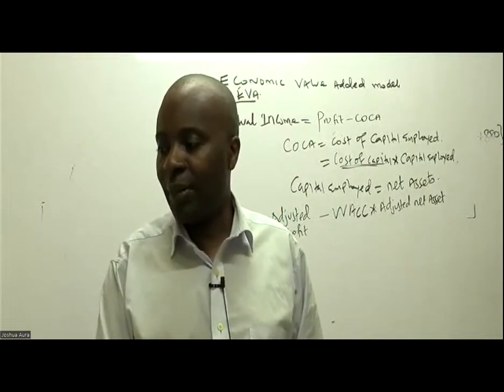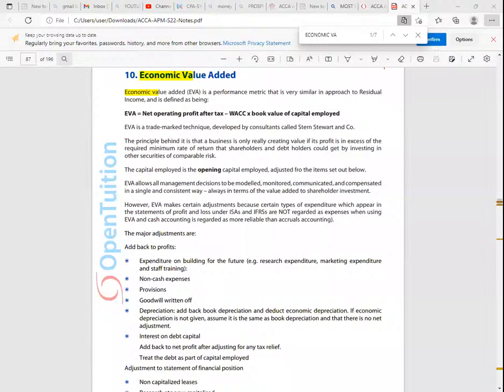And I would want to project something here so you can go now through these notes having discussed them. So you're saying that the economic value added model is a performance metric that is very similar in approach to residual income and is defined as EVA is net operating profit after tax minus WACC times book value of capital employed. EVA is a trademark technique developed by consultants called Stern Stewart and Company.